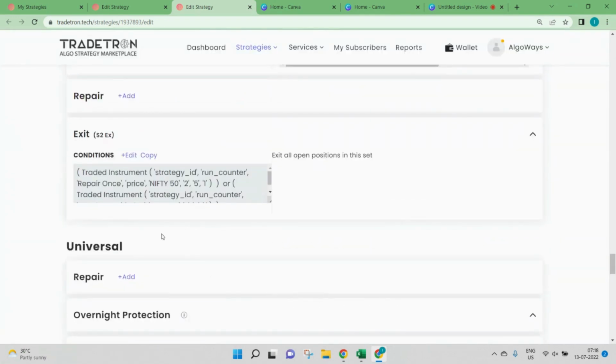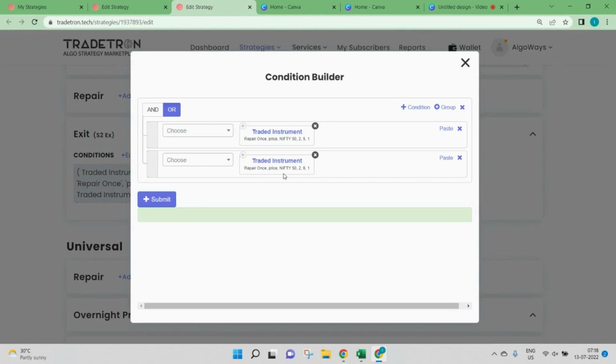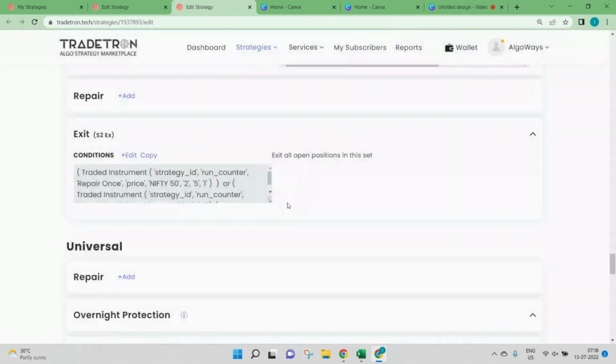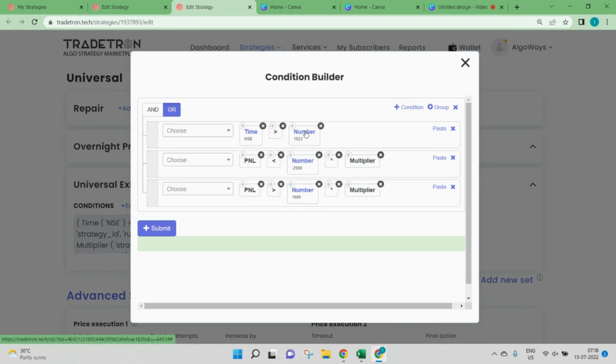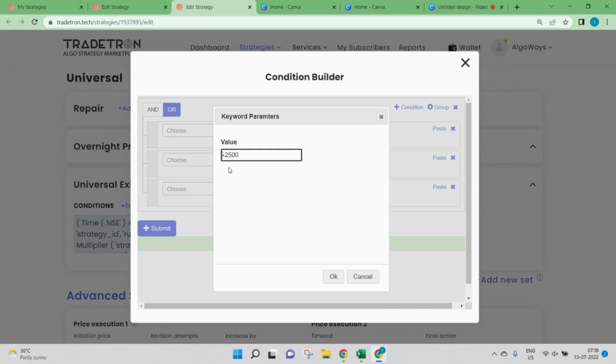This is again our re-entry condition if we want to. And of course, this will be the universal exit conditions. I have kept 1523 as the time, minus 2500 stop loss. You can keep it any number. Suppose you want to give your strategy more space to work, you can keep it 5000. But again, it depends upon how much risk one is ready to take.